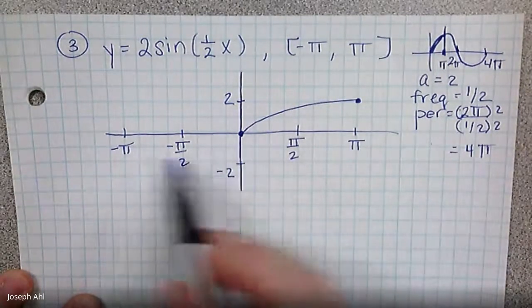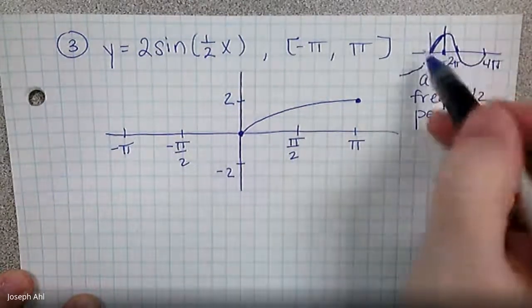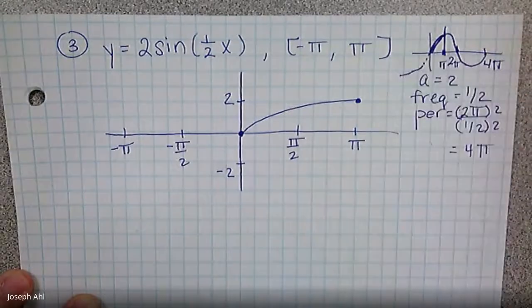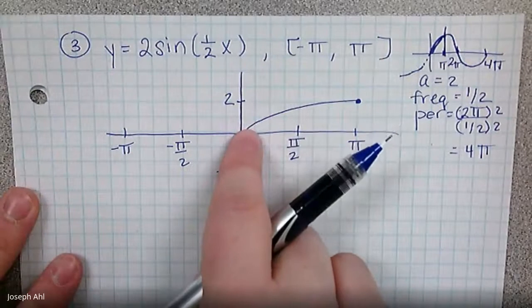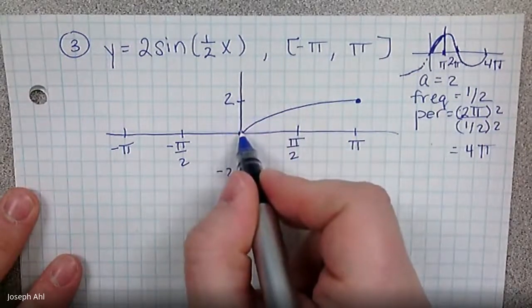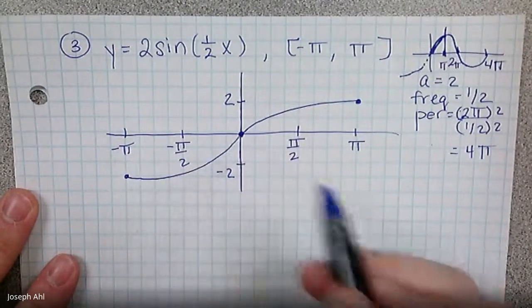Okay, and then on the left side, we don't do too much graphing on the left side, but it's going to repeat that pattern. It's going to be kind of reflected through the origin right there. All right, so from here, instead of going up, we're going to go down, and by the time you get to pi, you'd be at -2. So the curve's going to look something like this.